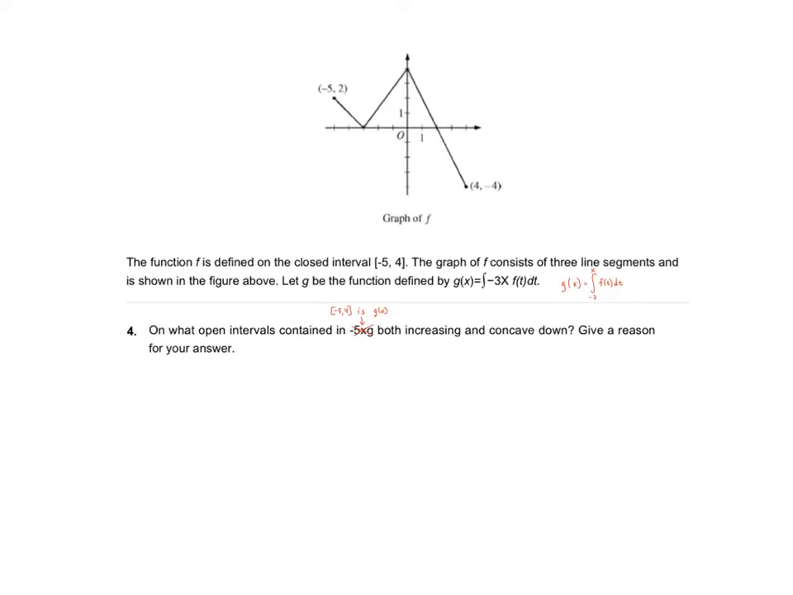All right, this one gives you a function defined on a closed interval from -5 to 4. The graph of f consists of 3 line segments, so those 3, and is shown in the figure above. Okay, and then they give you a function g, and they define it in terms of a definite integral of f. Okay, and then they say on what open intervals contained in from -5 to 4 is g of x both increasing and concave down.